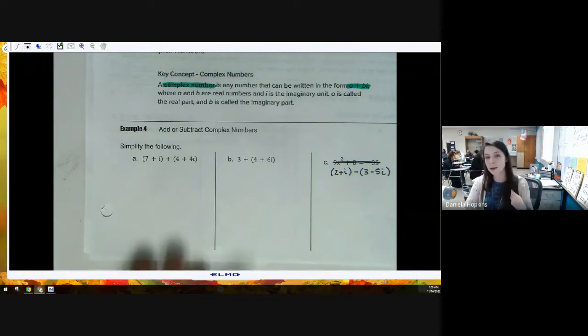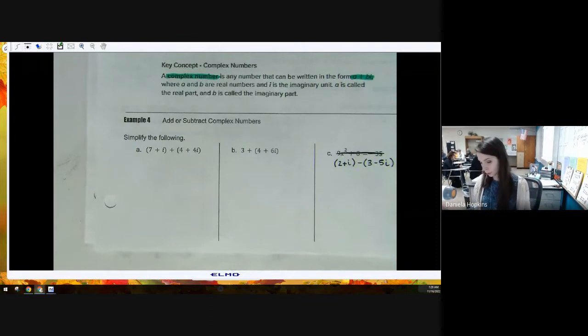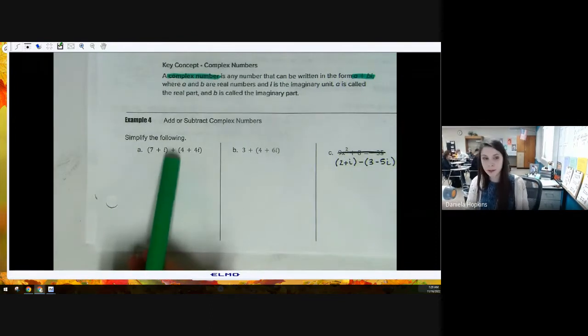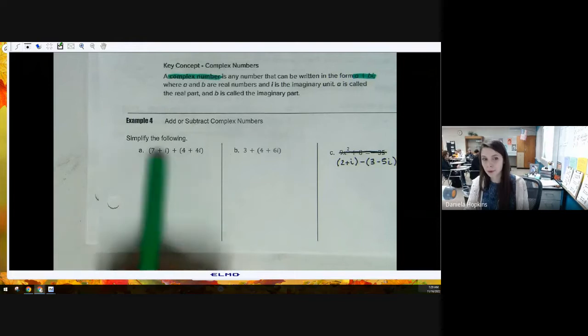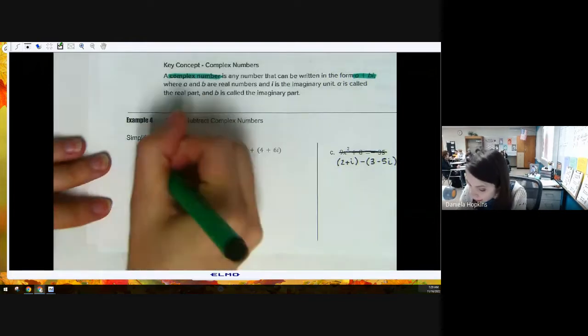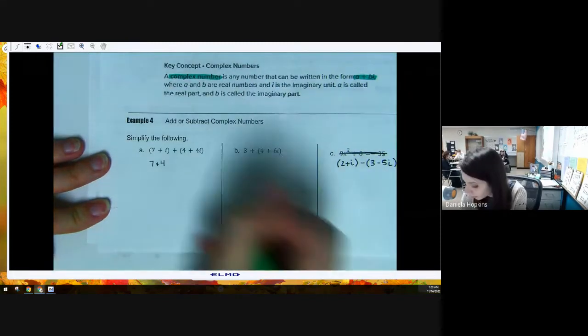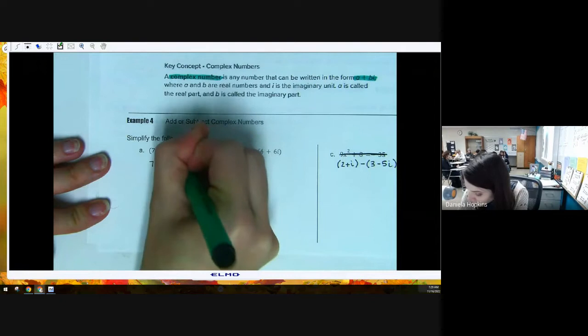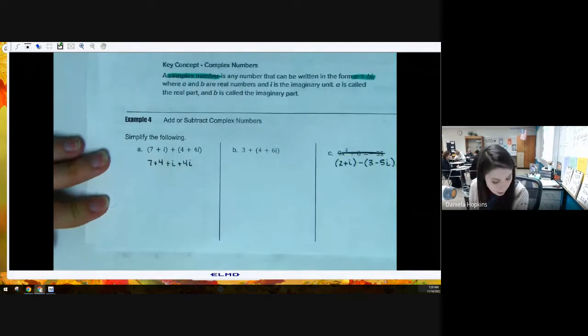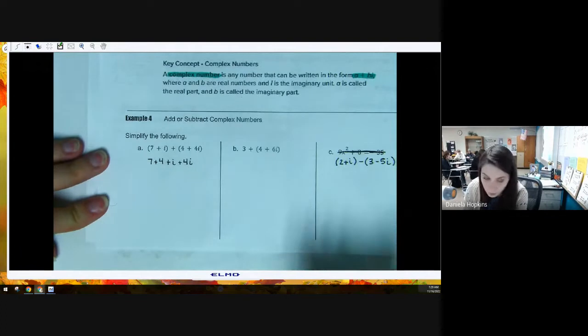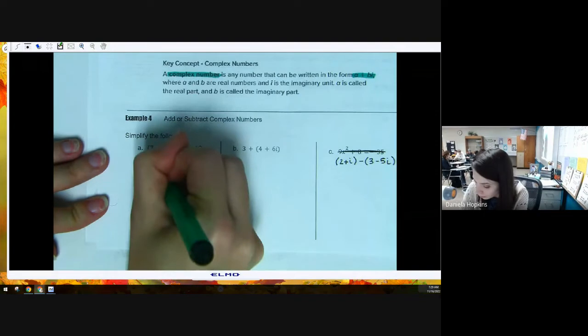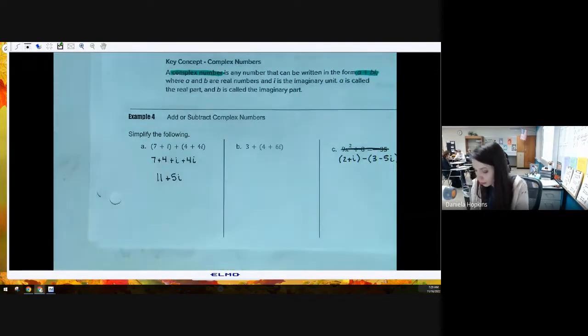Okay, so if you remember adding and subtracting polynomials at all, this is really the same thing. If you have a plus here, you can really just drop the parentheses, and you can just think of this as 7 plus 4, right? That's the real part, plus i plus 4i. So what is 7 plus 4? 11. And what's i plus 4i? 5i. And that is it. That's all adding and subtracting. It's just like polynomials. You treat the i like it's an x, basically.